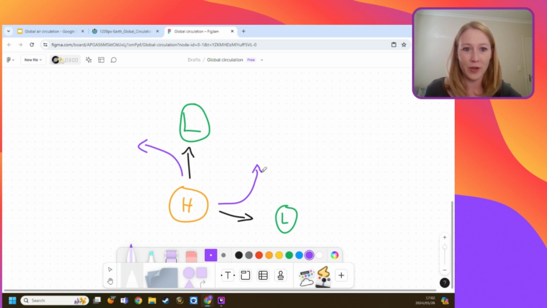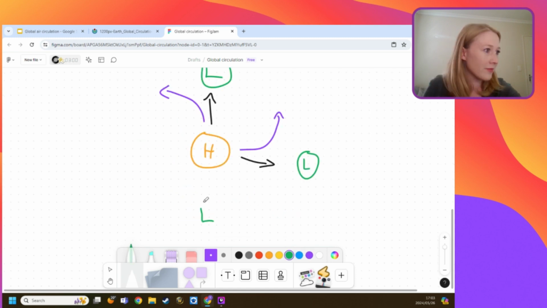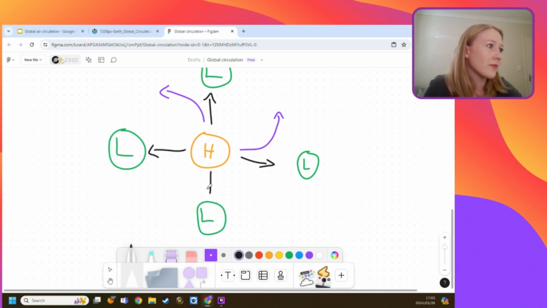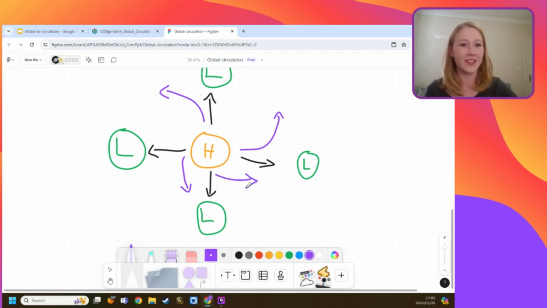I'm going to add in 2 more low pressure cells and we're going to complete the cycle. Okay, so the black arrow is the pressure gradient force, and now Coriolis force will be deflecting it left. So the purple arrow, there we go, deflecting it to the left. And you see it's always left from the direction it's moving in. So imagine yourself standing at the high pressure, looking at the low pressure, then you go left.